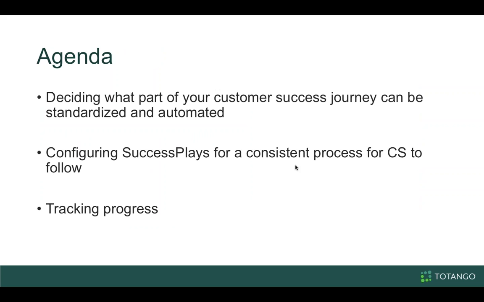For today's agenda, we're going to talk about how to decide what part of your customer success journey can be standardized and automated. Every customer success journey is unique, and it must be, specific to your business and its needs. So figuring out which parts of it can be automated, streamlined, and standardized for your whole customer success department is important. We'll also dive into the demo and we'll configure some SuccessPlays. So we'll show you some examples of some SuccessPlays that you can think of and also how to configure them into Tango. And then some ideas as to how to track your progress as well into Tango.